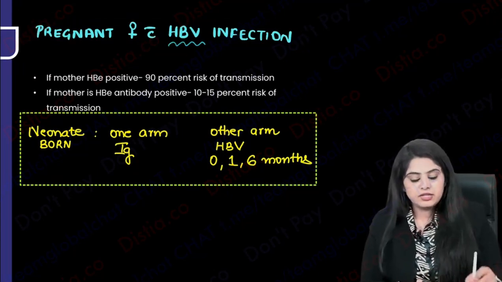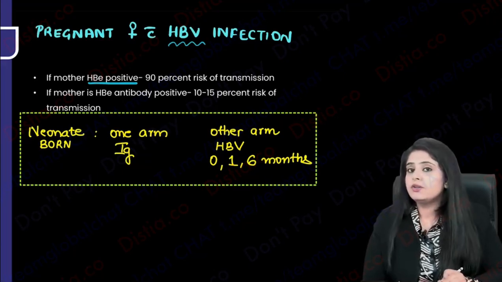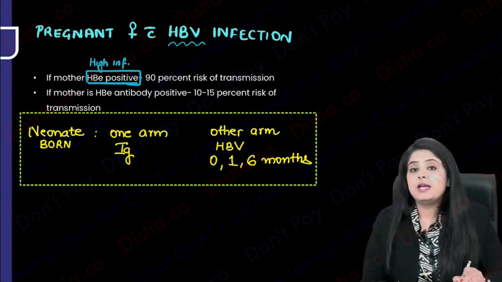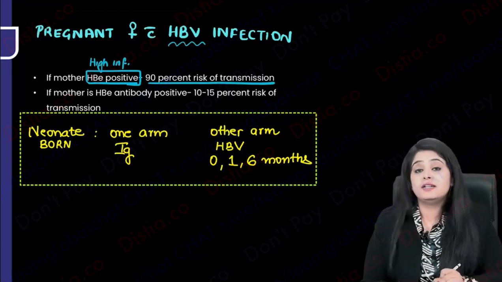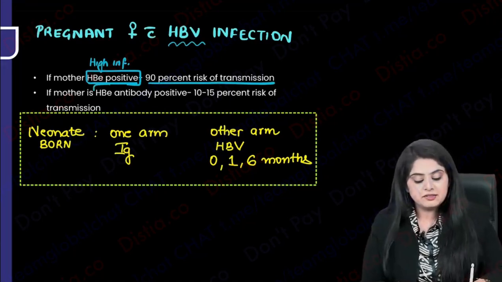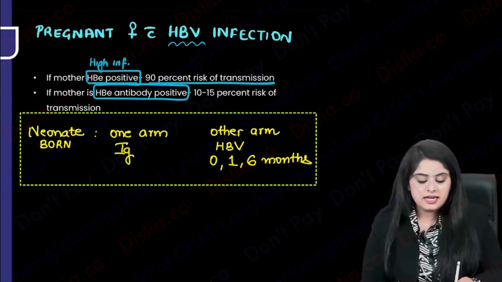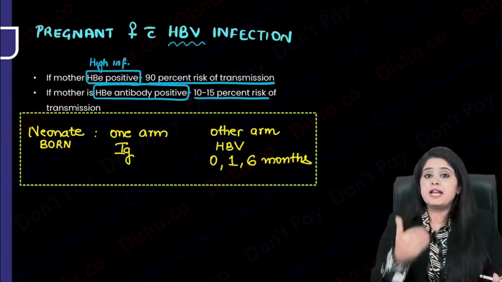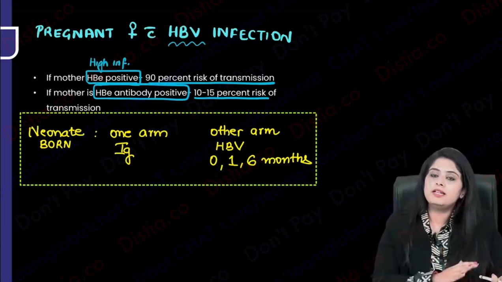You have to find out, does she have high infectivity hepatitis or not? How do I know about infectivity? HBe. If the mother has high infectivity hepatitis, meaning HBe antigen is positive, then the chance of transmission is very high, 90%. But if in that phase HBe antibody is present, then the risk of transmission is only 10 to 15%. So simple: if infectivity antigen is there, more risk of transmission. If the antibody has developed, less risk of transmission.